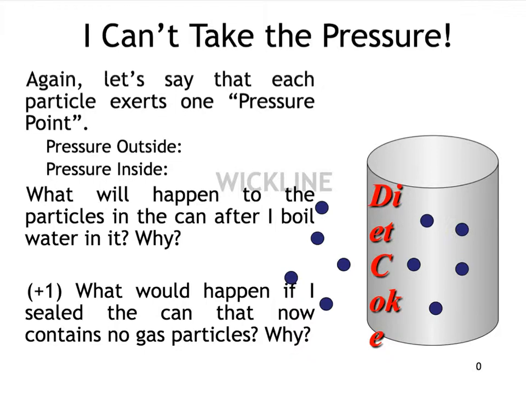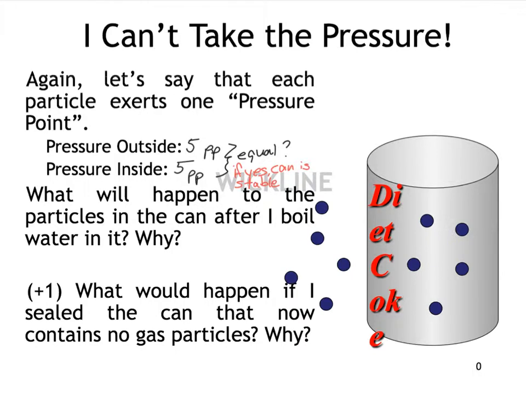And outside this can, I see 1, 2, 3, 4, 5 particles, and inside there are also 5. So you're going to have equal pressures inside and outside. We can say pressure points again. Now, as long as this is true, they're equal, then the can is going to be stable.